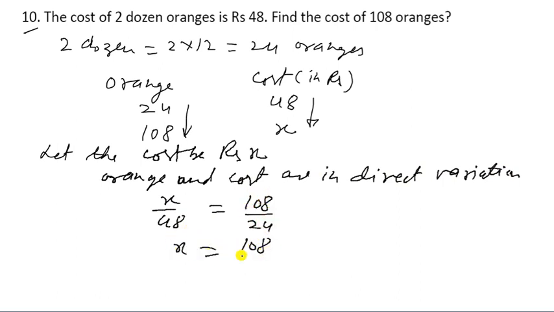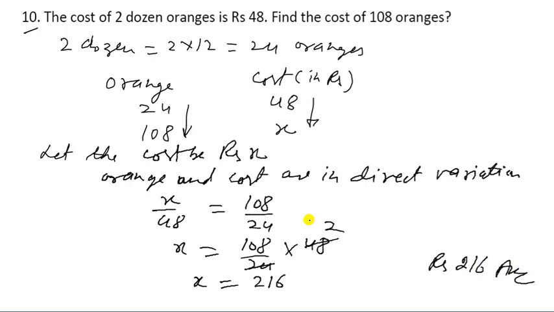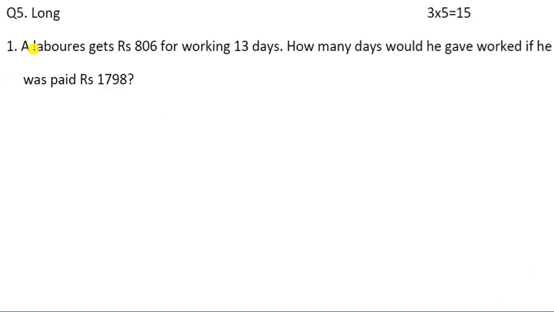Now come to the 10th question. The cost of 2 dozen oranges is rupees 48. Find the cost of 108 oranges. Now 2 dozen is equal to 2 into 12. So it is 24 oranges.